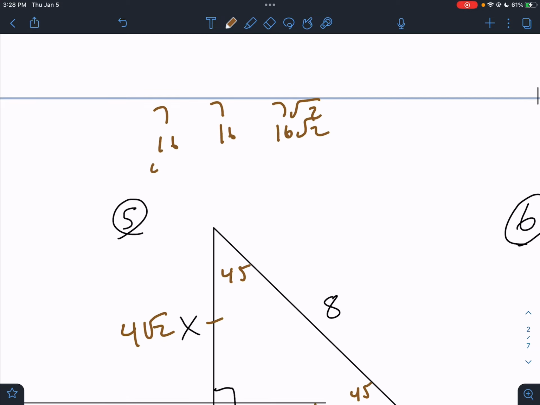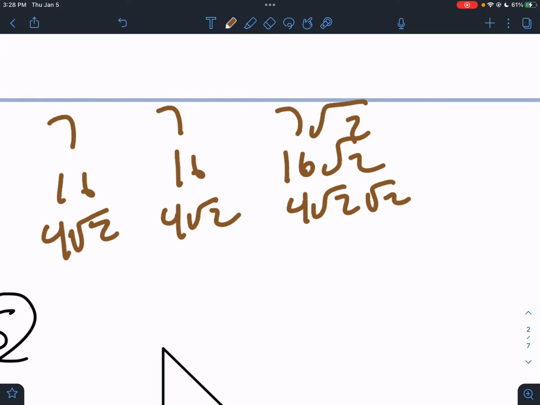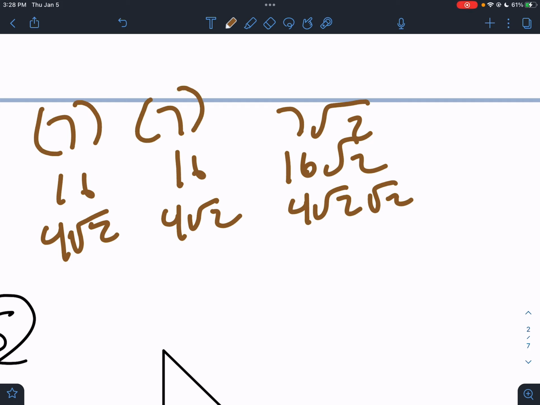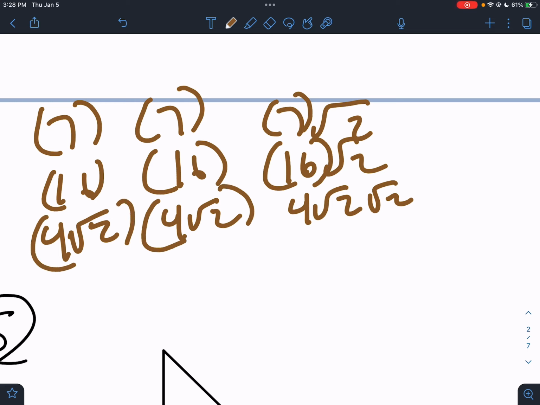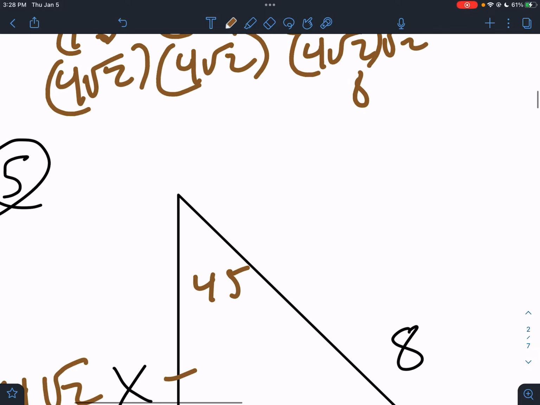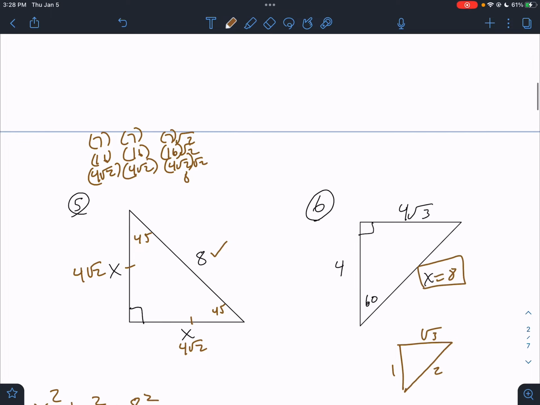Well, this one is 4 root 2 and 4 root 2. What would that make the hypotenuse? Would it make it 8? Well, 4 root 2, but I need to put another root 2 on it, right? Because this is like 7, 7, 7 root 2, 16, 16, 16 root 2, 4 root 2, 4 root 2, 4 root 2, root 2, which is 4 times 2, which is 8. So yes, this one fit the pattern.